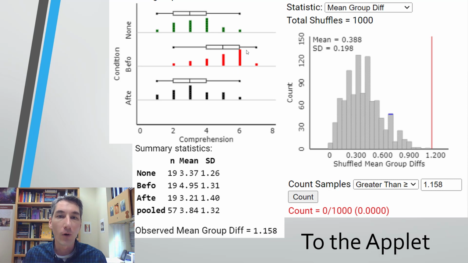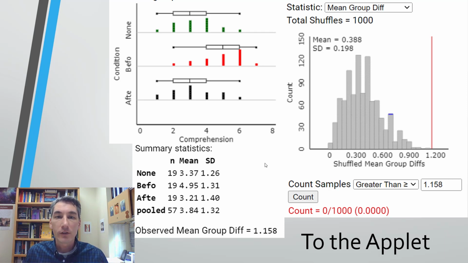Look, the before clearly led to better comprehension than the none or the after. It just shifted the whole thing over to the right. We probably wouldn't be able to distinguish between the none and the after. There's just so much overlap here, even though the mean was actually a little bit higher for no picture versus seeing the picture afterwards, which is kind of interesting. But seeing it before clearly increases your mean here.